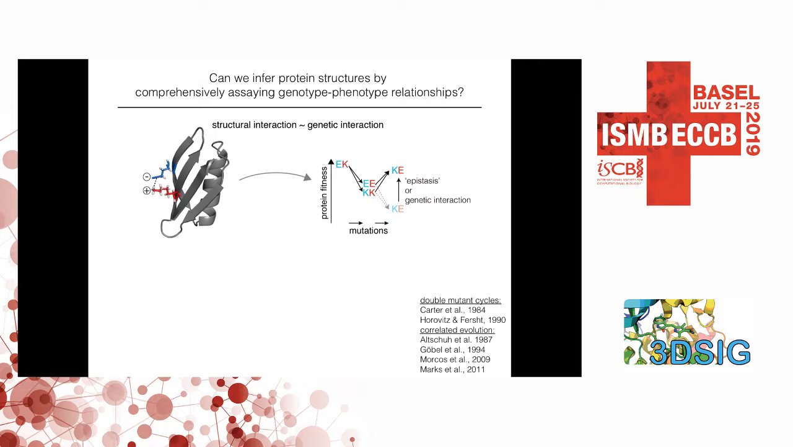Now the simple idea is, if we were able to assay these genetic interactions comprehensively, we should be able to then predict which positions are actually close in space in the 3D structure, and use that to fold the protein. Right?